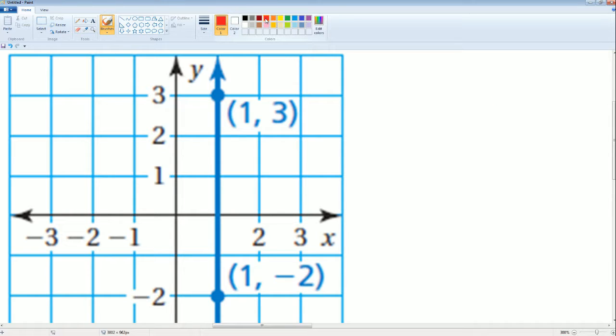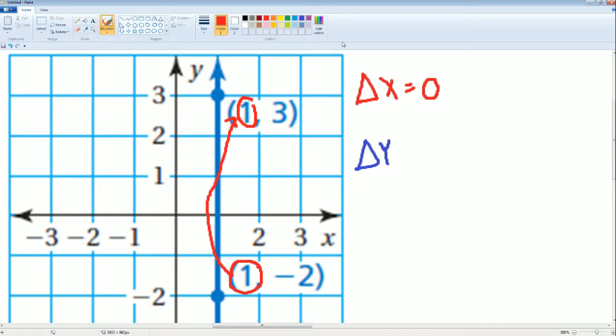Again, what are the two things I need to find the slope? I need to find my delta x and my delta y. What is my delta x? How is the x changing? I'm going from 1 to 1. Doesn't look like anything's changing, so I put a 0 there. How do I go from -2 to 3? It looks like I go up. So I'm adding something: -2 goes to -1, 0, 1, 2, 3. Looks like I'm adding 5.